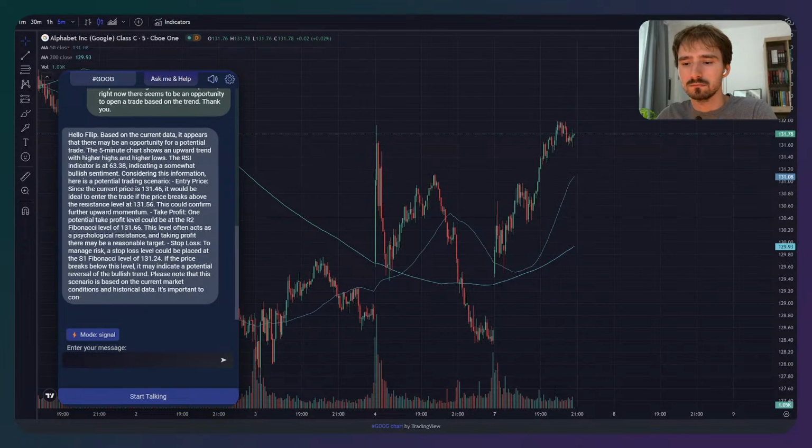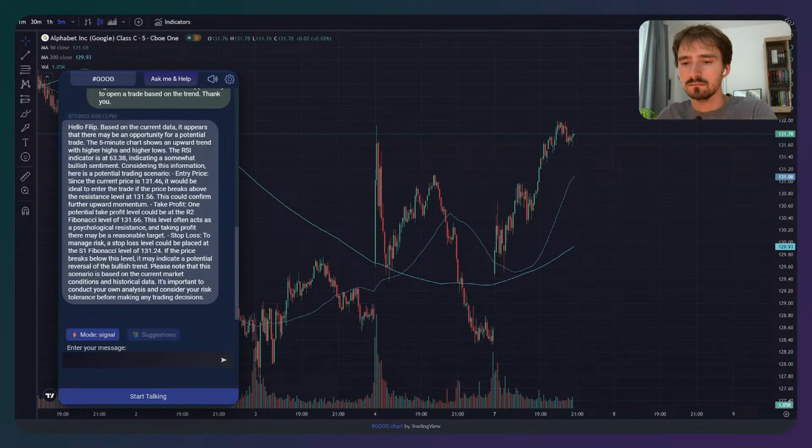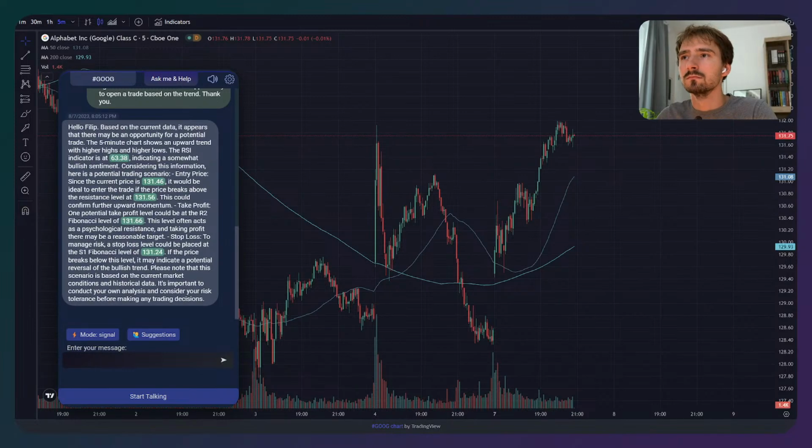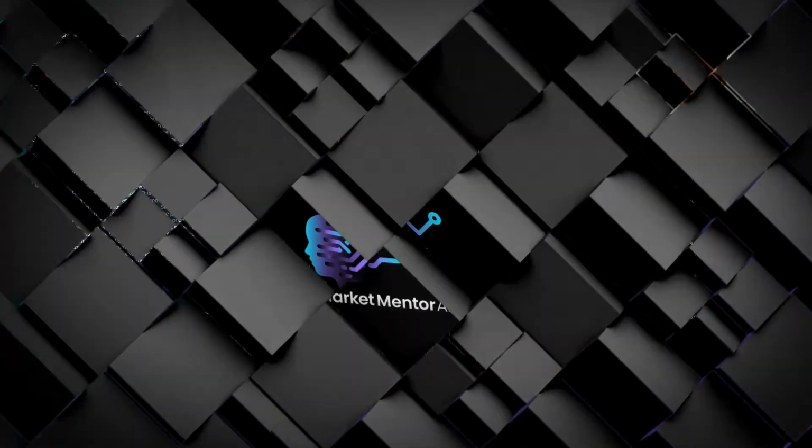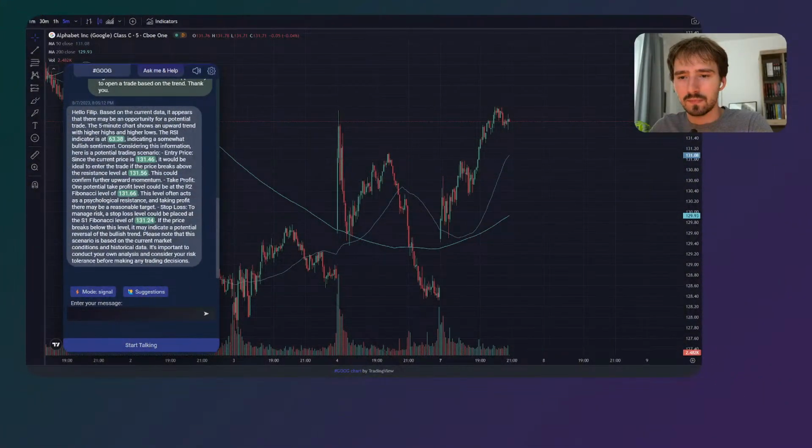Considering this information, here is a potential trading scenario. Entry price: since the current price is 131.46, it would be ideal to enter the trade if the price breaks above the resistance level at 131.56. This could confirm further upward momentum. Take profit: one potential take profit level could be at the R2 Fibonacci level of 131.66. This level often acts as a psychological resistance, and taking profit there may be a reasonable target.